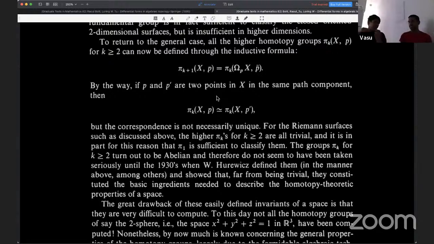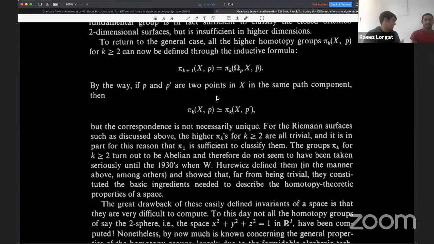And that's why if you move inside a loop in the loop space, based at the constant loop, the trivial one, then you're necessarily going to expand, like any perturbation of the trivial loop is going to expand the trivial loop into a non-trivial loop. Yeah. And if it comes back to the trivial loop, then it has to at some point contract. Oh. And that's exactly the sphere.